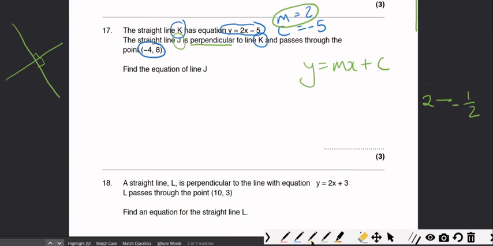So now, back to the question. The reciprocal of 2 is a half, and then positive becomes a negative. So that would be minus a half. So the m would be minus a half, all right?